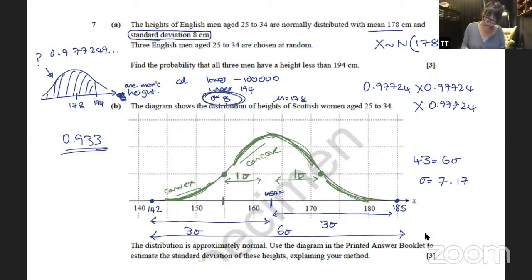So I'm going to guess that we're going from 155 up to 172. Let's see what I get when I do it this way. So this is 2 standard deviations, 155 to 172. 17. So 2 standard deviations is 17. So 1 standard deviation is 8.5. Now, which of those do you think is going to be closer to the correct answer?